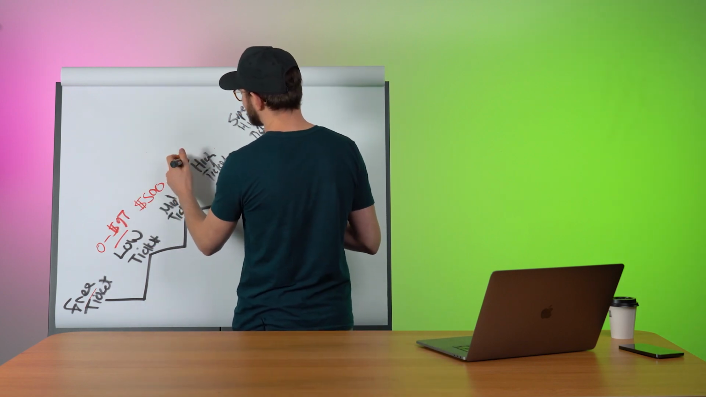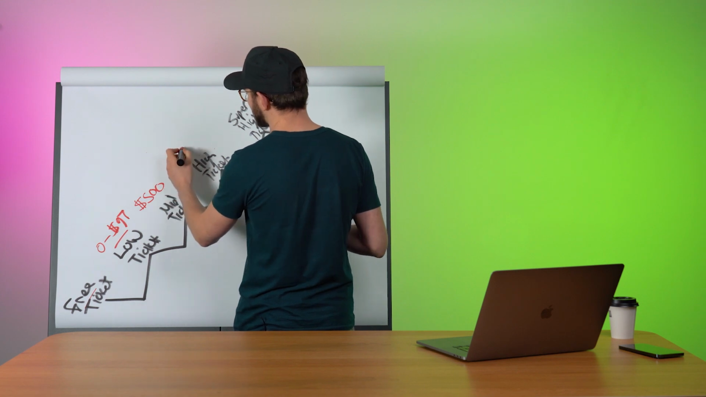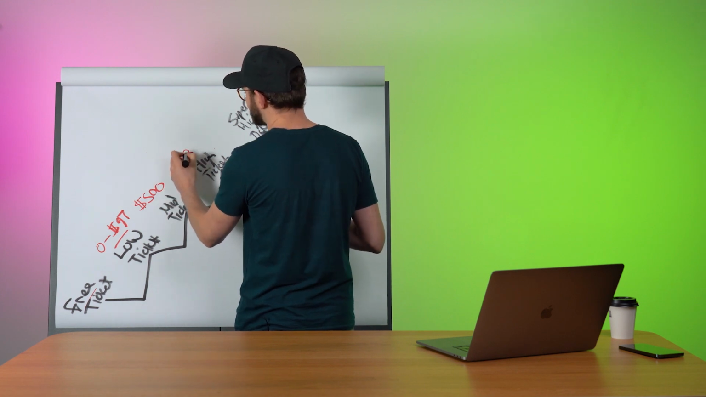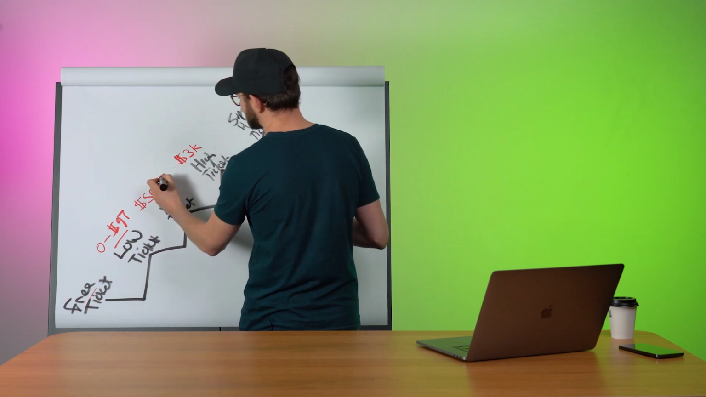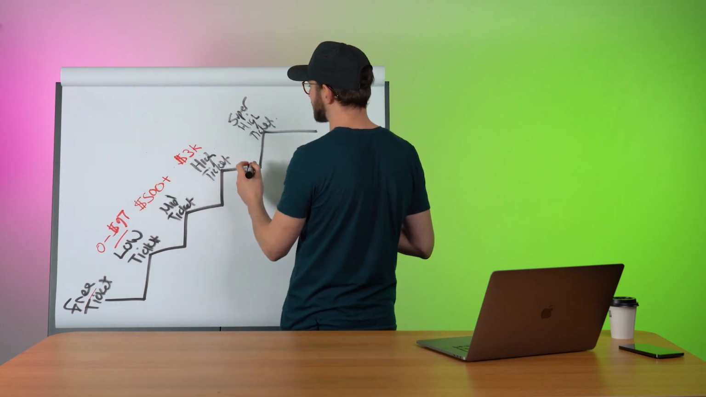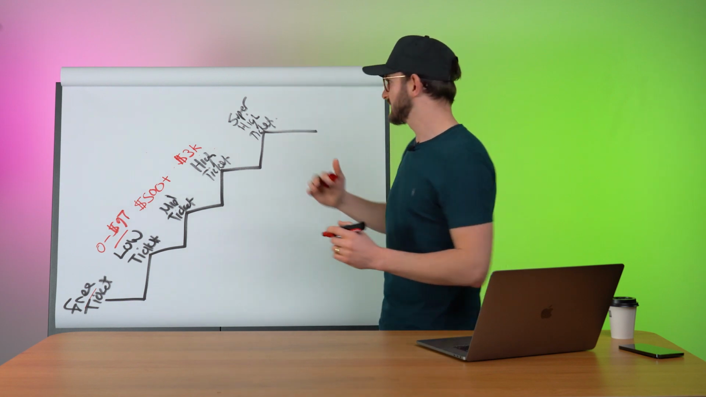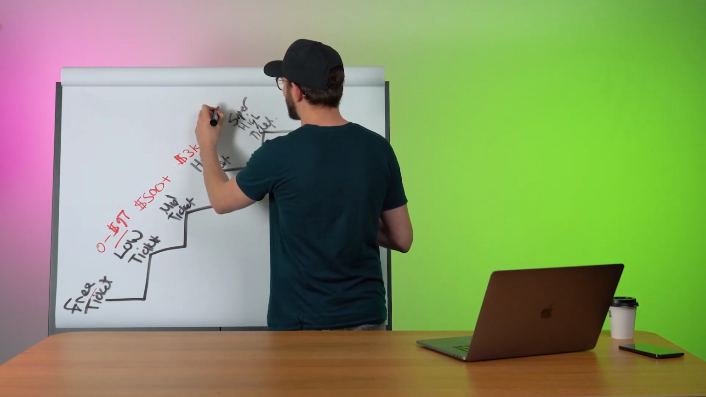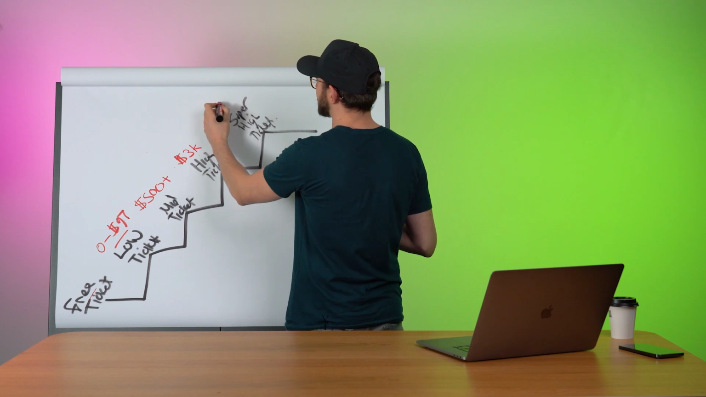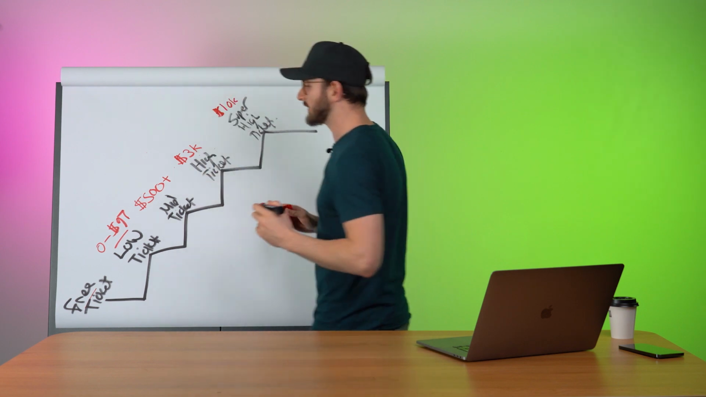High ticket is gonna be something, let's say multiple thousands. So let's just say like 3K. I'm actually going to put a plus sign here because it's 500 and above. Super high ticket would be your top tier offer. So depending on what your high ticket is priced at, this might be 10K or above, okay?